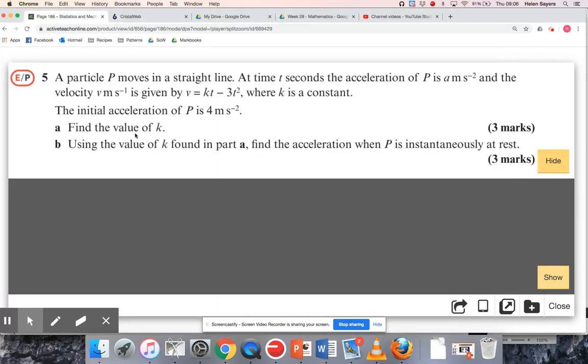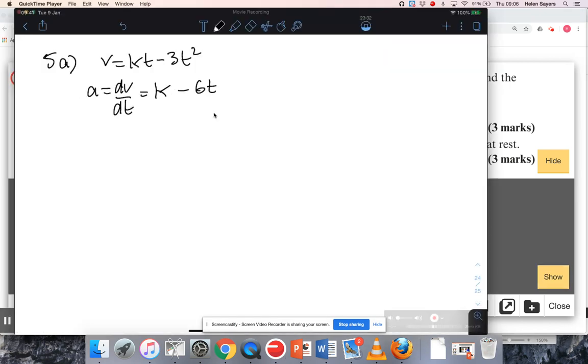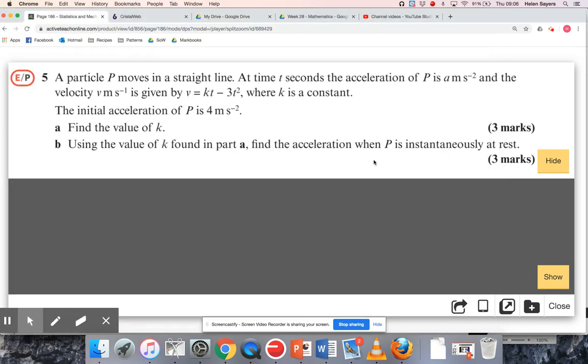So they want me to be able to find k, so they must give me some further information, because at the moment I've got two expressions that involve k. I've got one for acceleration and one for velocity, but there's not much else I can do. So there must be more information in the question, and there is here.